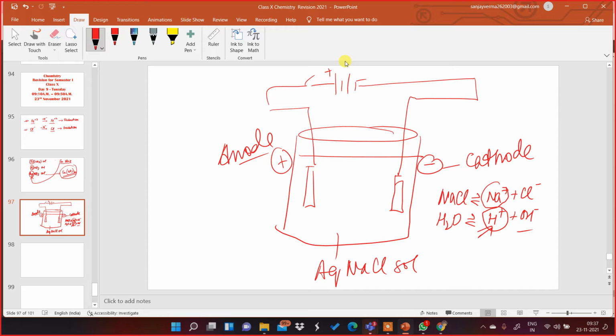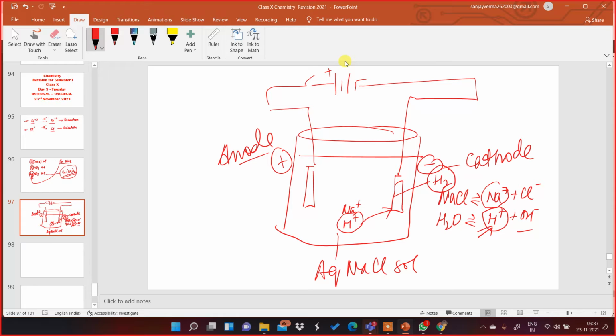is lower, no? So between sodium ion and hydrogen ion, which one will discharge at the cathode? Which one will discharge? Tell me. The one which is lower is which one? Hydrogen. So at the cathode, definitely hydrogen gas should be formed.